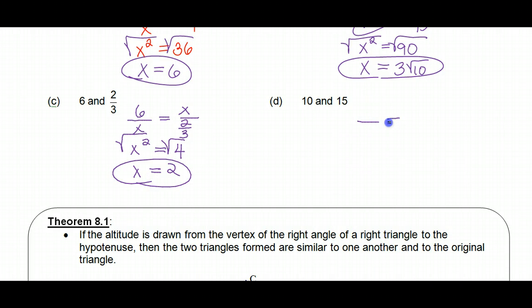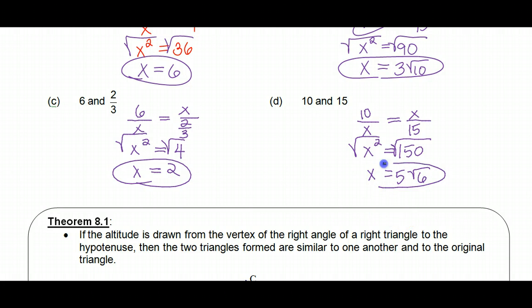And finally, if we have x in here and here, 10 and 15, so x squared equals 150. What happens when we take the square root of 150? Raise your hand if you have that one. Go ahead, Don. 5 root 6. Right, because 150 is divisible by 25, so we can take the square root of 25, which is 5, left over with the square root of 6. Are you okay with that, or do you need to see? You can also do the factor tree. It just takes some time. Okay, any questions?